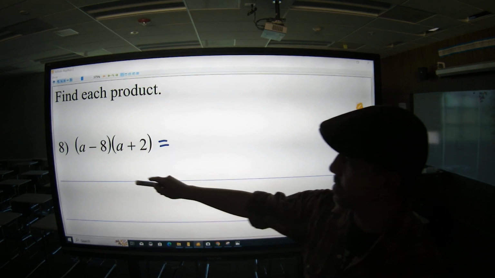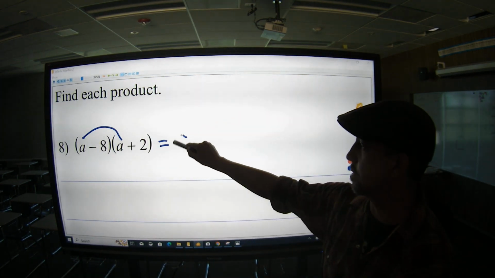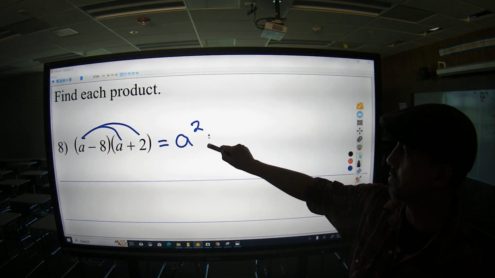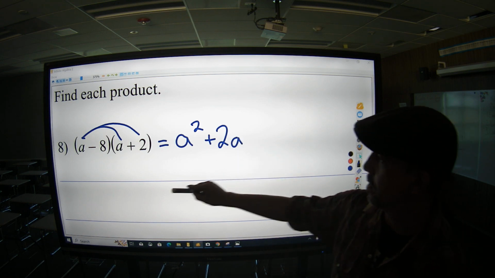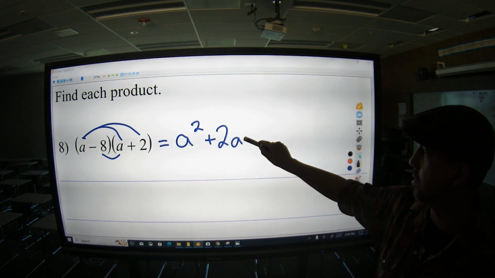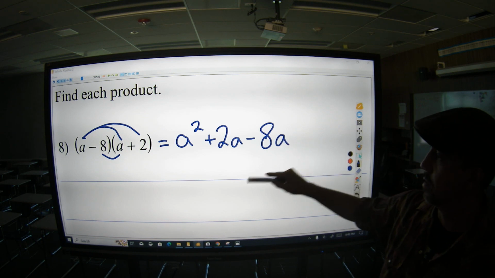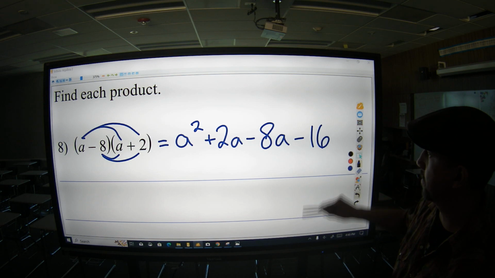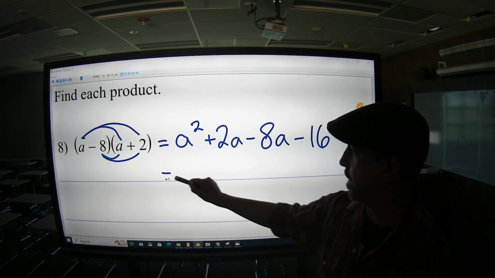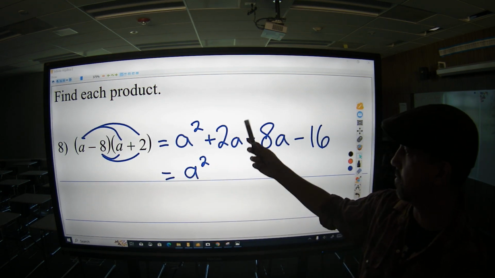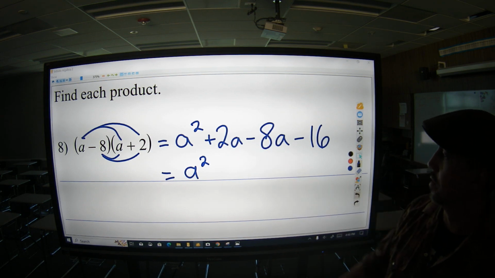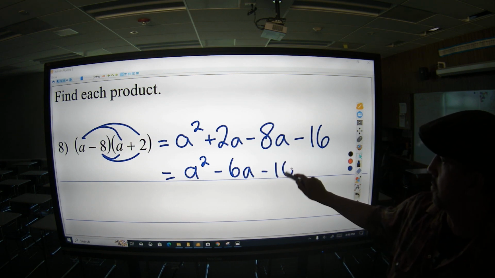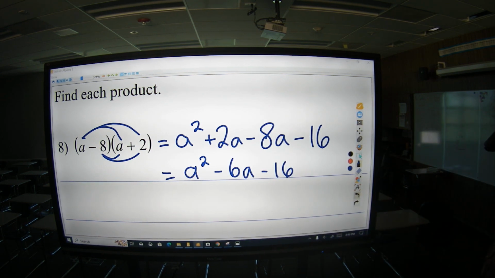So again, a product, we have a times a, that will give me a squared. A times positive 2 gives me positive 2a. Negative 8 times a makes negative 8a. And then negative 8 times positive 2 makes negative 16. So combining our terms, once again, if I have 2a and I take away 8a, we should have negative 6a minus 16, and that would be our answer.